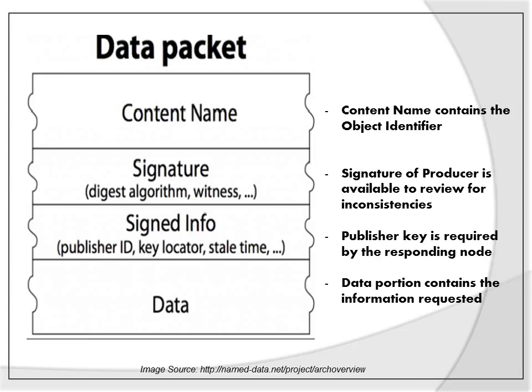Next is the signature, which is the signature of a producer available for review, and then the publisher key that is required by the responding node, and finally the data portion, or the website that you were searching for. And these follow the routing protocol in reverse. So it basically goes back from the forwarding information base to the pending interest table to the content store, then back to the requesting node.